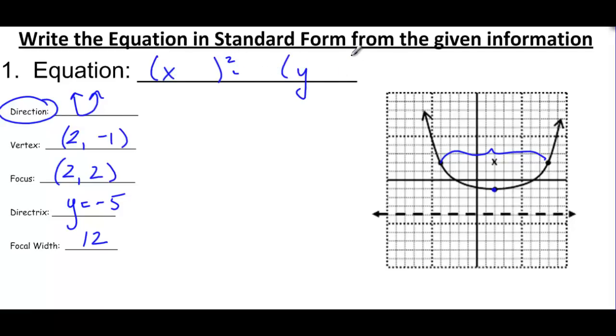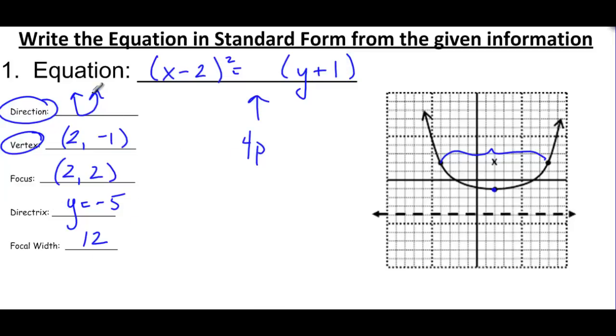and I know the y value will be on the right-hand side. The second piece of information I need is the vertex, because that's what I fill in my parentheses with. Since the 2 goes with the x, I'm going to write x minus 2. And since we have a -1 in the y position, it's going to be y minus a -1, or y plus 1. So the only thing I have left to find is this 4 times p.